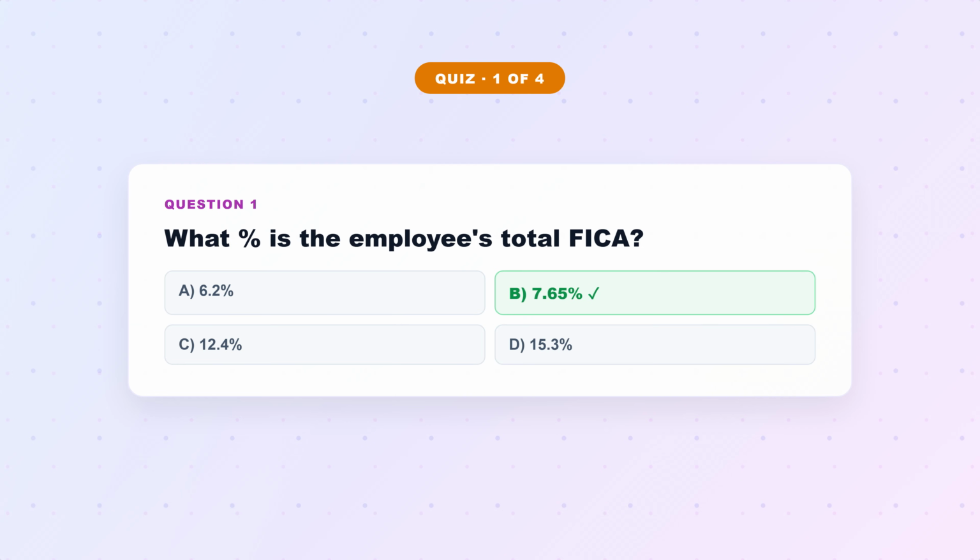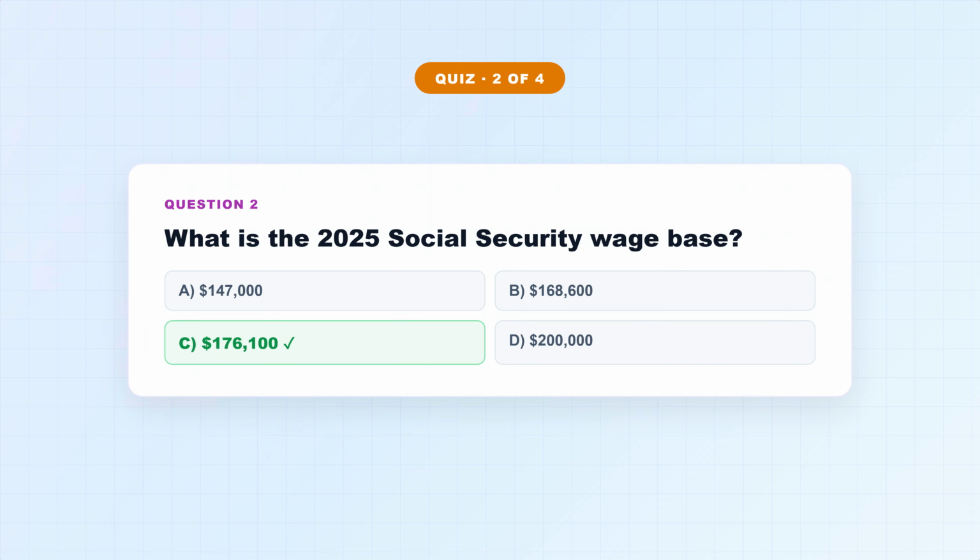All right, quiz time. Question 1. What percent is the employee's total FICA? Take a second. The answer is B, 7.65%. That's 6.2 for Social Security plus 1.45 for Medicare. Question 2. What is the 2025 Social Security wage base? The answer is C, $176,100. Above that amount, no more Social Security tax for the year.